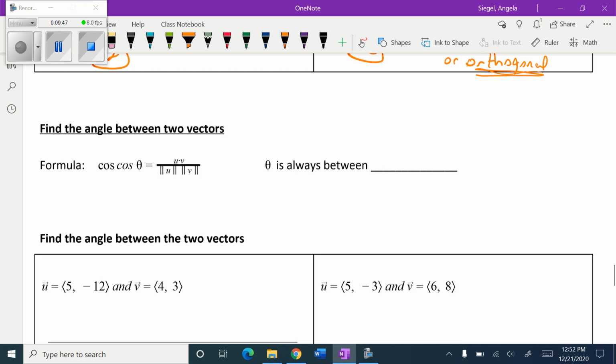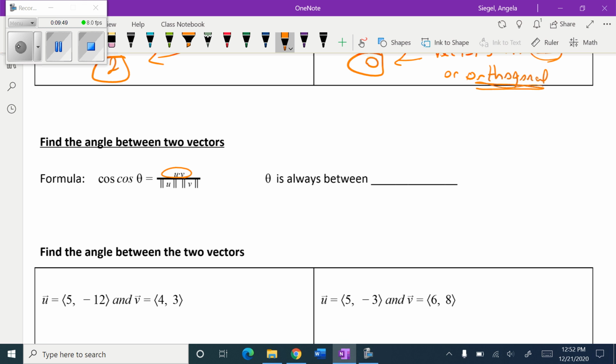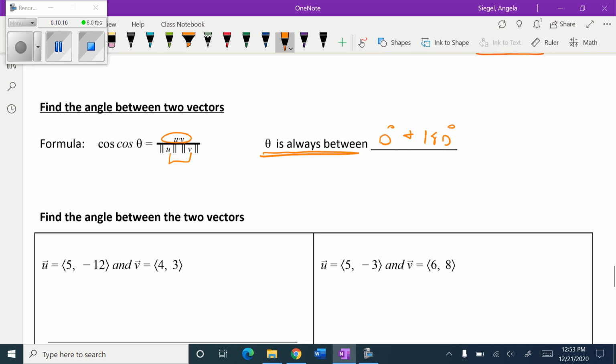Okay, so now let's put this all together. So notice we have that dot product on top, and then we have the multiplication of two magnitudes there. So we have everything that we need. So this shouldn't be too difficult. Okay, and so think about theta. It's always going to be between 0 and 180. So we're stuck in those first two quadrants, which makes it a little bit easier. We don't have to worry about all four quadrants.